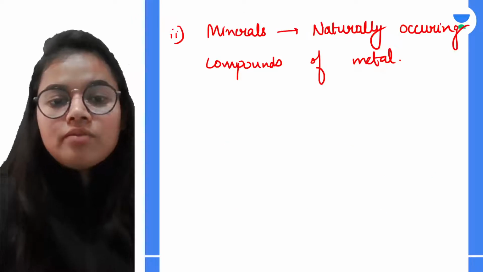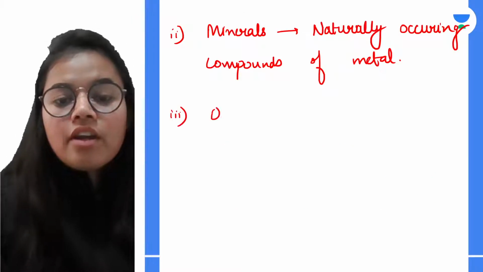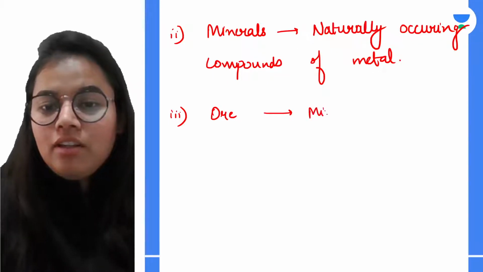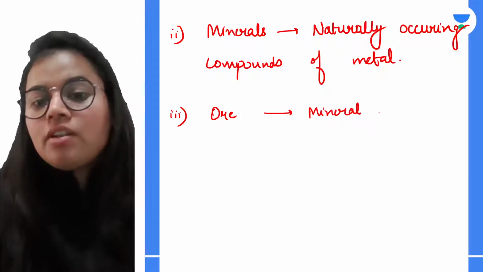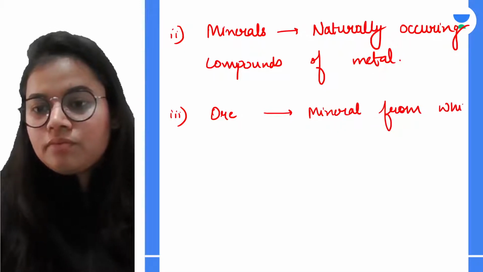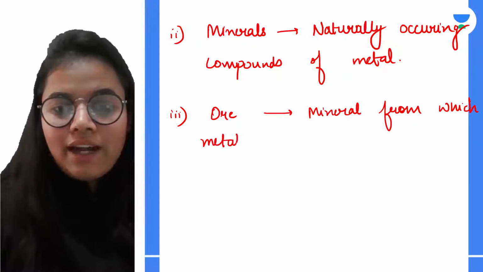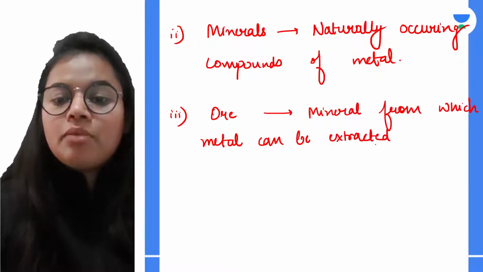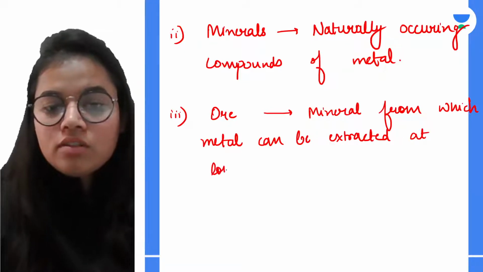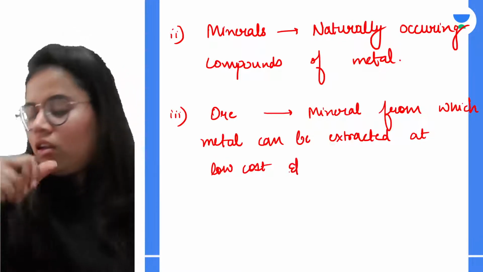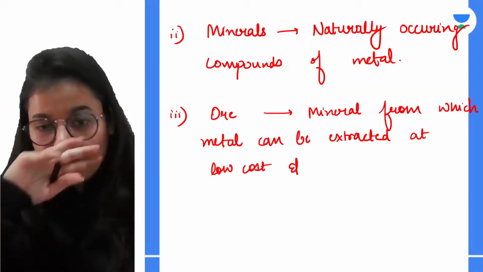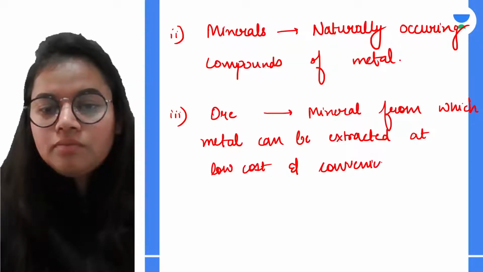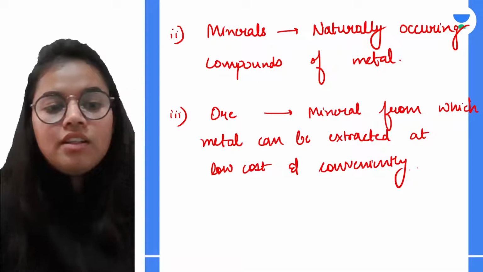After that we have ore. Okay, so basically ore is a mineral only, but it's a mineral from which we can extract metal. So minerals from which metal can be extracted. Now over here there will be two things that we need to remember: extracted at low cost and conveniently. So there are these two things.